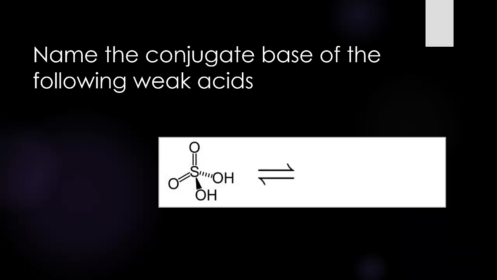Pause and see if you can decide the conjugate base of the weak acid shown here. Since we have H2SO4, to find its conjugate base, we need to remove a hydrogen. This leaves us with HSO4- as the conjugate base. Please notice that I did not remove both hydrogens. I only removed one.